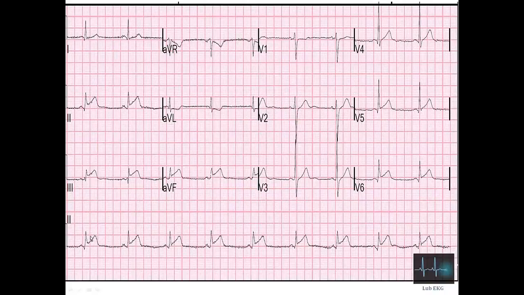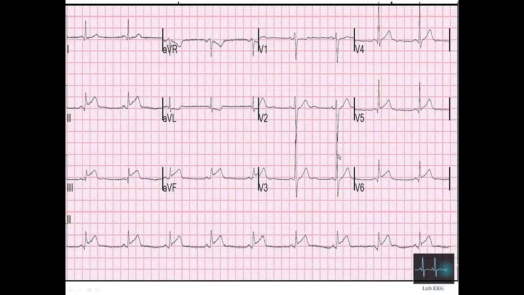So we count, start here, 1, 2, 3, 4, 5 and a half. 1, 2, 3, 4, 5 and a half. 1, 2, 3, 4, almost 5 and a half. So we know that this is fairly regular. When we know that a strip is regular, we can calculate the rate from 1 RR interval, and hopefully you learned that in the previous video.